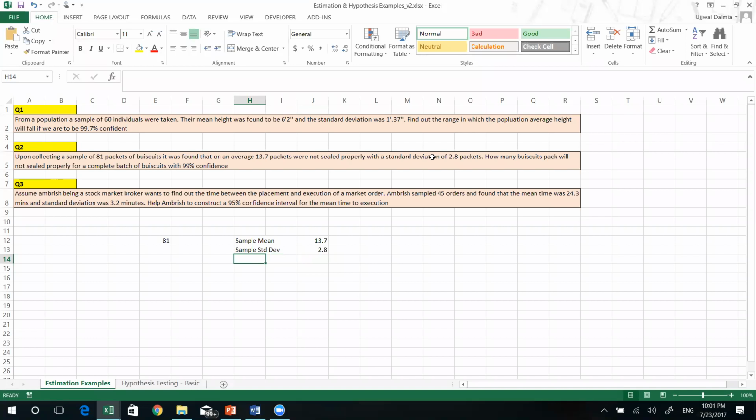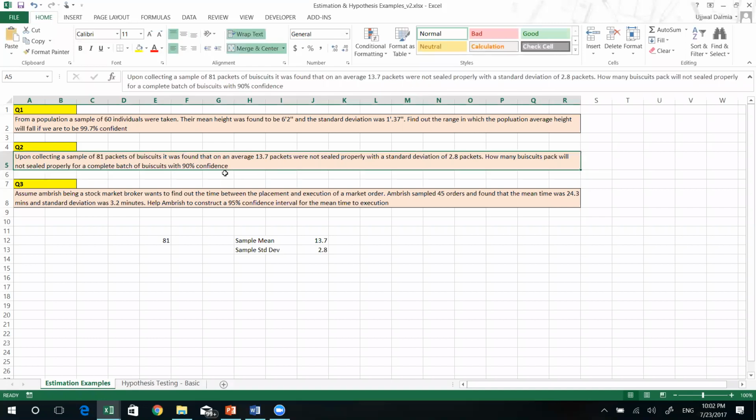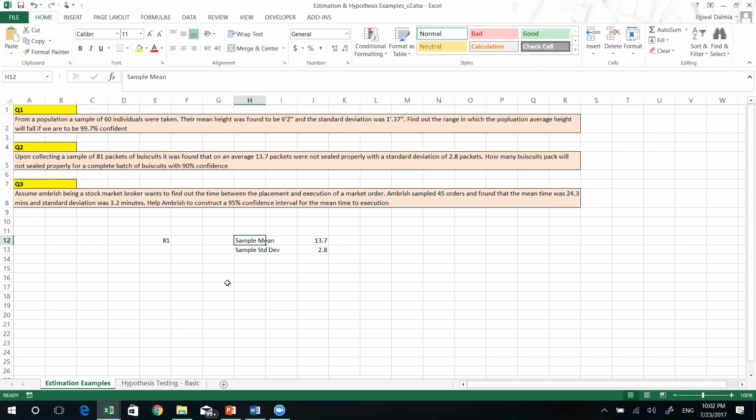So guys, now what the question says is, how many biscuit packets will not be sealed properly for a complete batch of biscuits with 90% confidence? So we are being given a sample mean, and we have to find the population mean. Is the question clear? Guys, is the question clear to everybody? Any questions, any confusions, I'm happy to resolve. Or is everybody clear till this point?